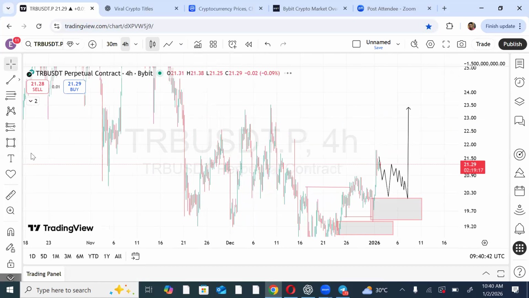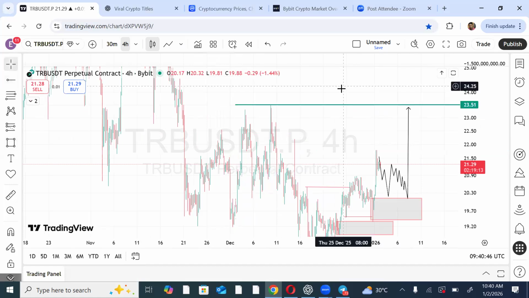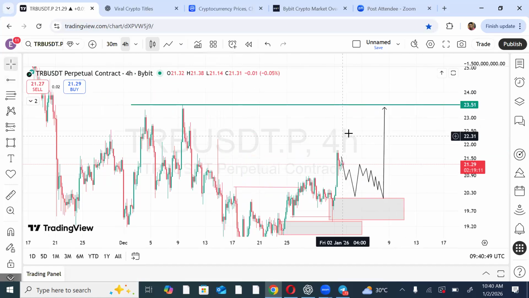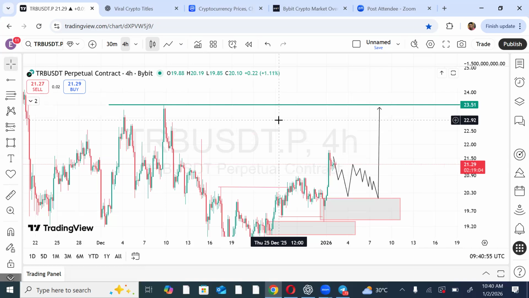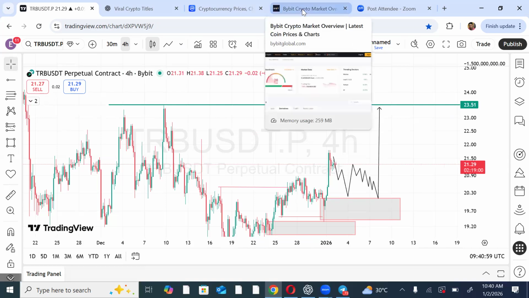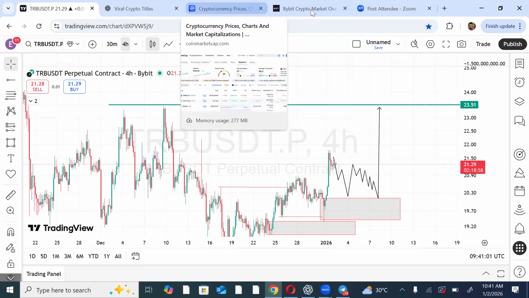So I'm going to wait very patiently for something like this to form before I step into the market. Now, we can use this to actually find where price is going to.